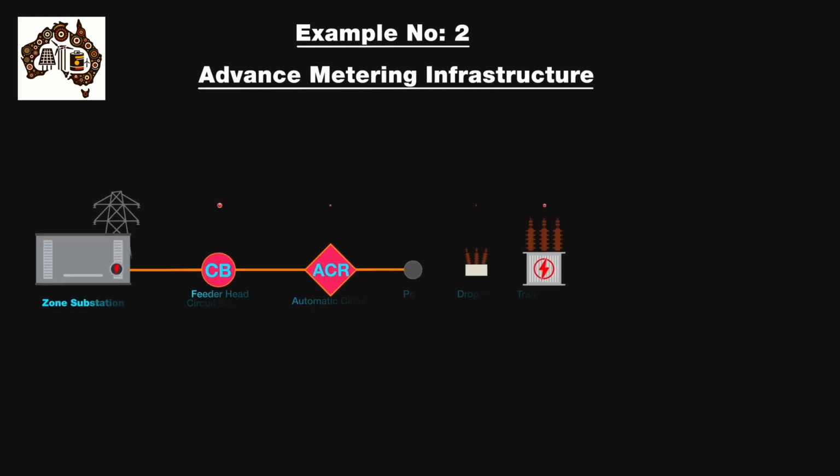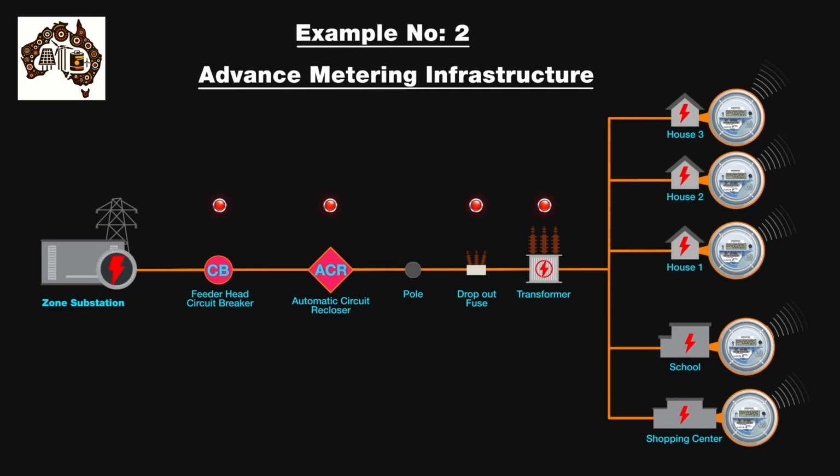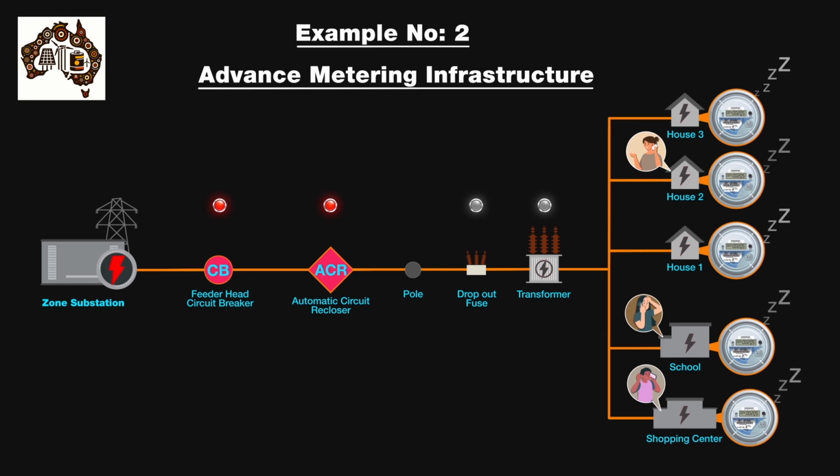In the second scenario, the distribution network service provider has modernized the grid by integrating advanced metering infrastructure, AMI, which exemplifies the application of the Internet of Things, IoT. Now, when a dropout fuse triggers an outage, the AMI-enabled smart meters send immediate, last-gasp signals. These signals are logged by the DNSP's outage management system, OMS.